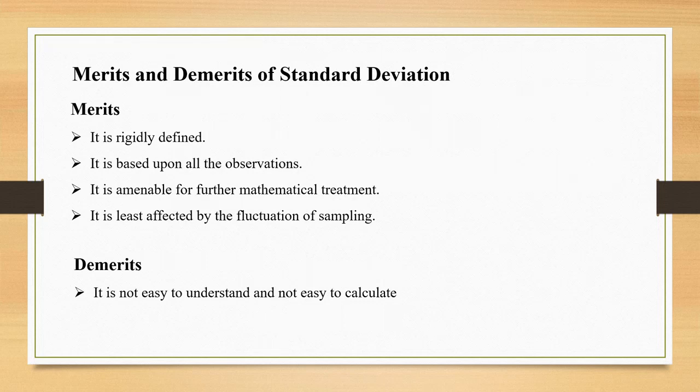Merits and demerits of standard deviation. Merits. It is rigidly defined. It is based upon all the observations. It is amenable for further mathematical treatment. It is least affected by the fluctuation of sampling. Demerits. It is not easy to understand and not easy to calculate.